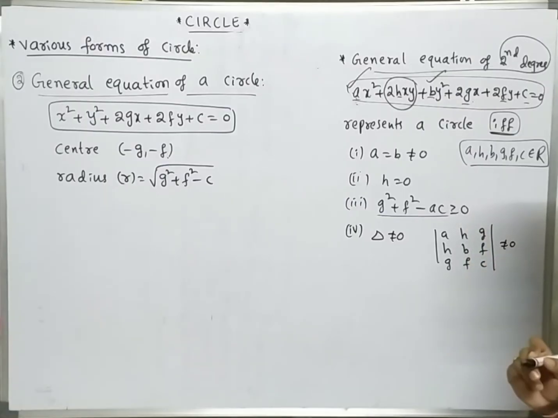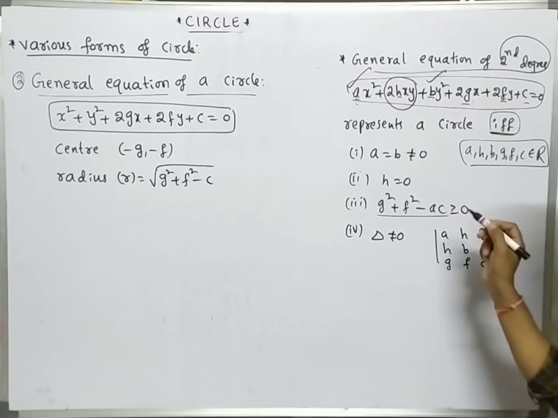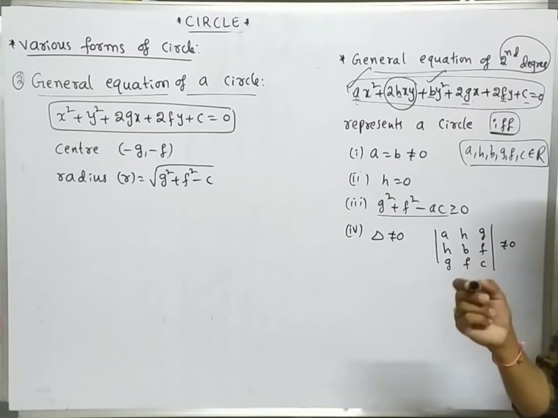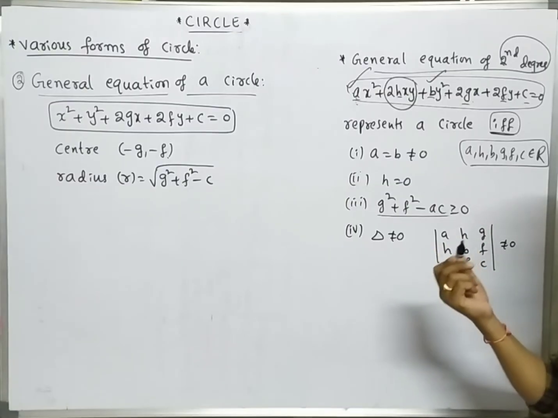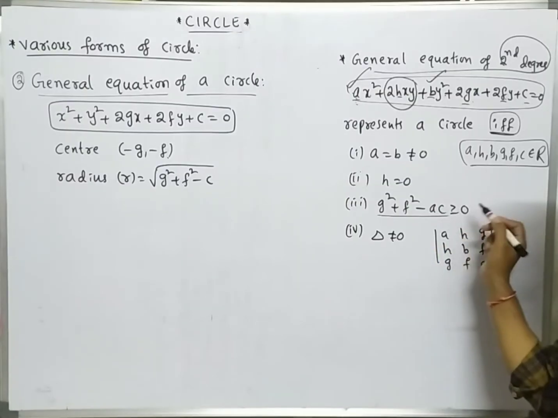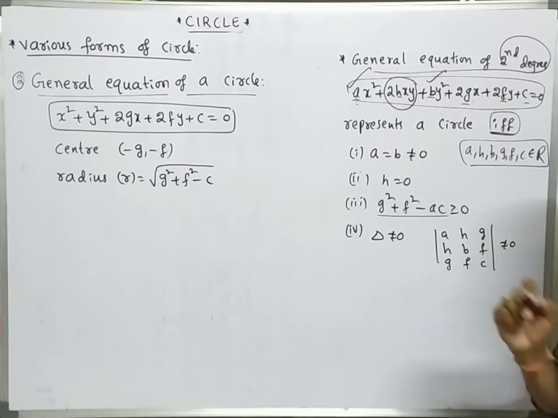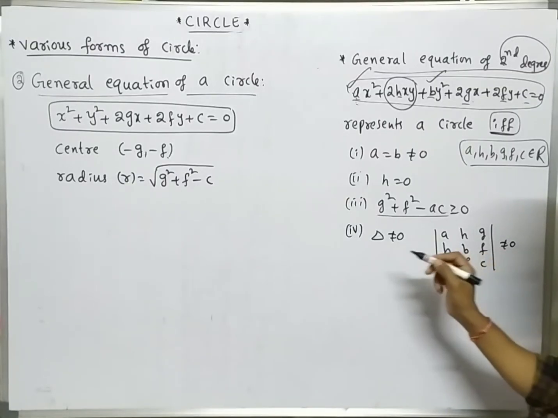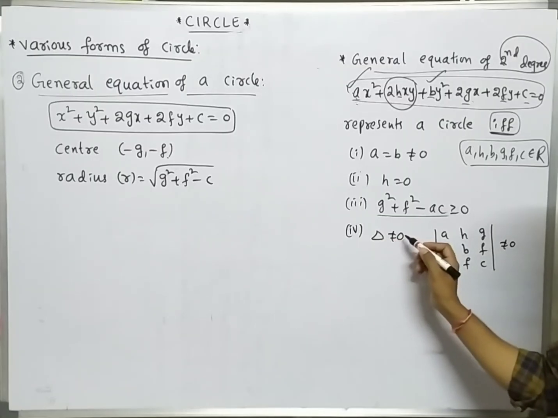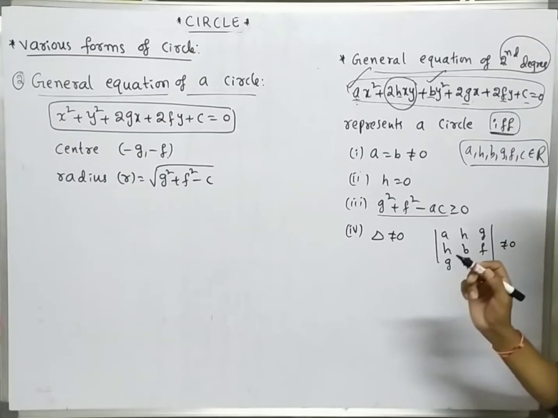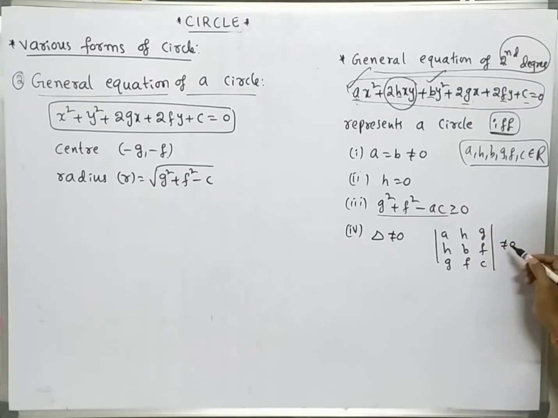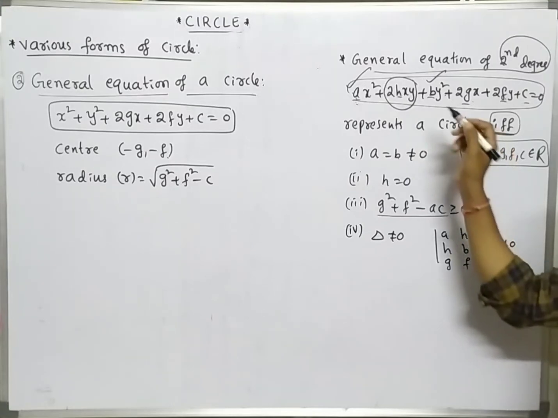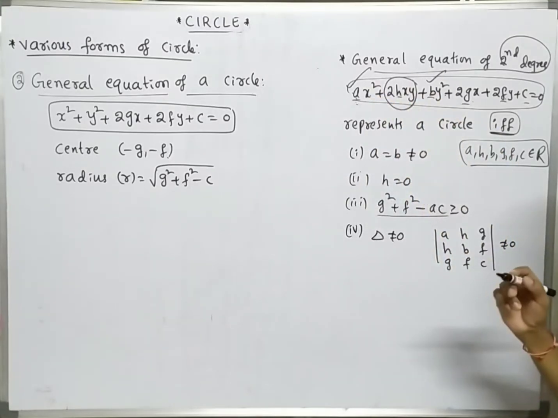If it is greater than 0, it is a real circle. If it is equal to 0, then it is a point circle. If it is less than 0, there is no circle with negative radius, right? So if it is less than 0, then it is an imaginary circle. And one more condition, that is delta not equal to 0. Delta you already learned in pair of straight lines. Delta means the determinant of a, h, g, h, b, f, g, f, c. This determinant should not be equal to 0. Then these second degree equations represent a circle equation.